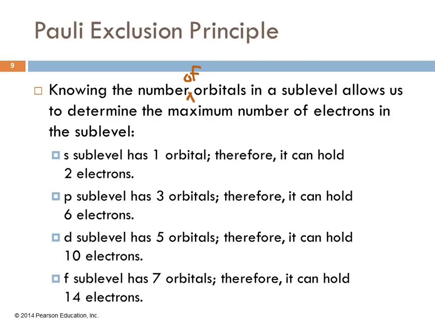Knowing the number of orbitals in a sublevel allows us to determine the maximum number of electrons in the sublevel. So the s sublevel has 1 orbital. It can hold 2 electrons. The p sublevel, remember there were 3 different orbitals, and they were just oriented differently in space. Each orbital holds 2 electrons, so the p sublevel can hold 6 electrons. The d sublevel has 5 orbitals. The d room in the hotel has 5 beds. It can hold 10 people. Okay? F is 7 orbitals, 14 electrons.